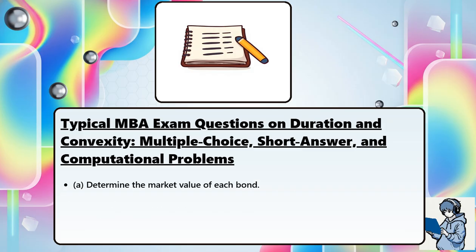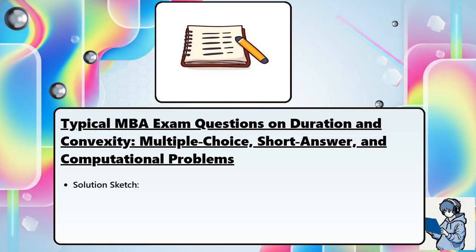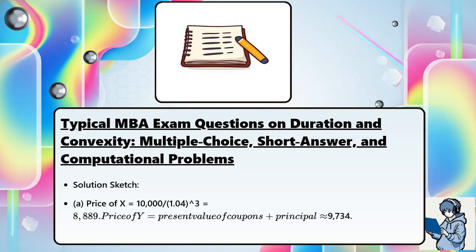Part A. Determine the market value of each bond. Part B. Find the proportion of each bond needed so that the portfolio's duration equals 5 years, and its market value equals the present value of the liability. Part C. Compute the portfolio's convexity. A solution sketch. Part A. Price of X equals 10,000 divided by 1.04 to the third power equals $8,889. Price of Y equals present value of coupons plus principal, approximately $9,734.